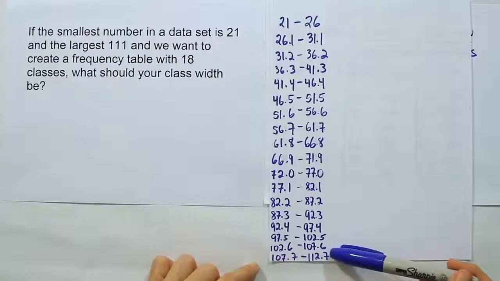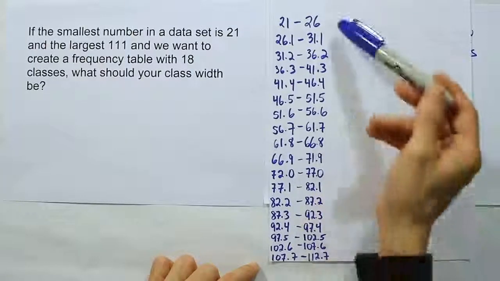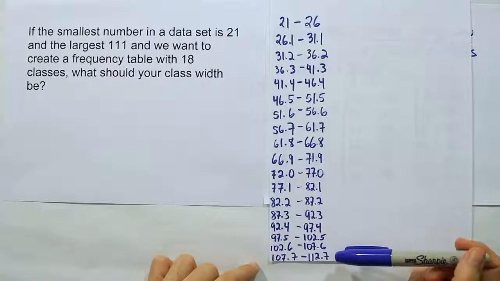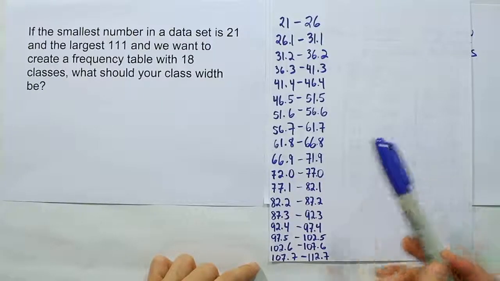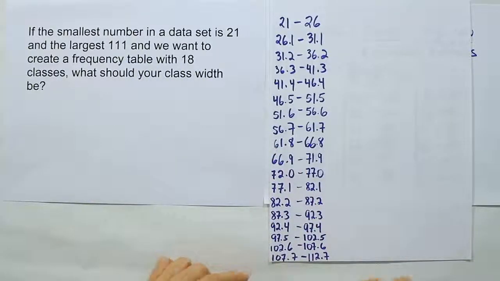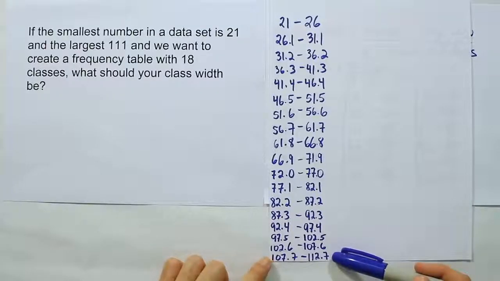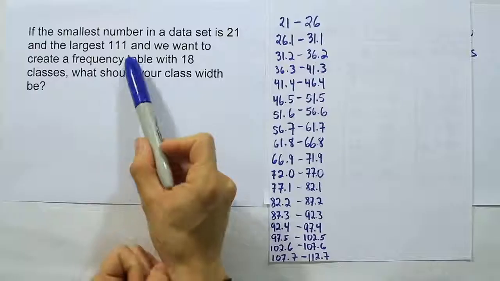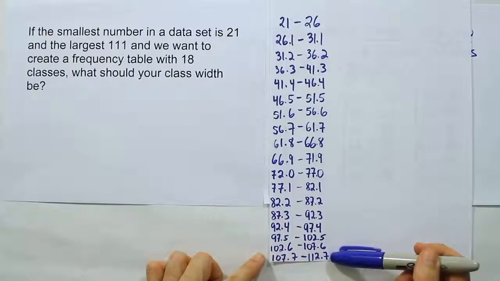What you see now is that every value fits in this table, because I had values that ranged from 21 to 111, right? From 21 to 111. And you can see this last category fits 111 in it nicely. As long as your biggest value lands into your last category safely, you know you've done the table correctly.